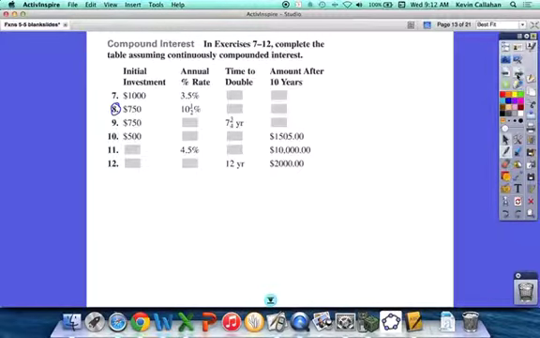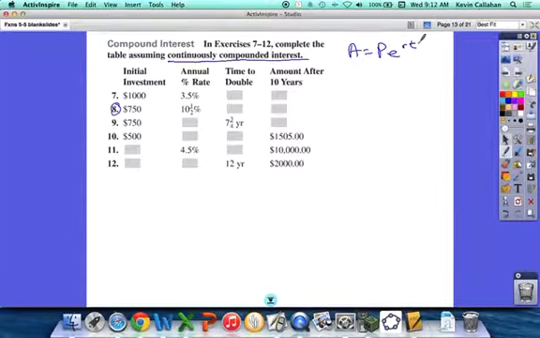Okay, so this is continuous compounded interest. And we have a formula for that, don't we? What is the formula for continuous compounding? A equals P e to the rt.